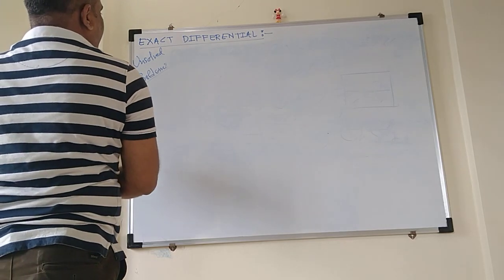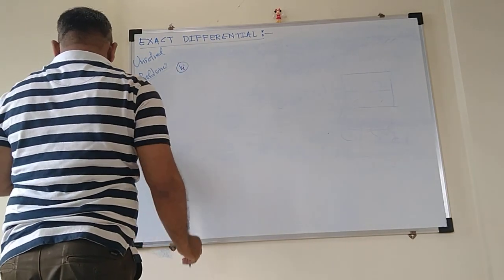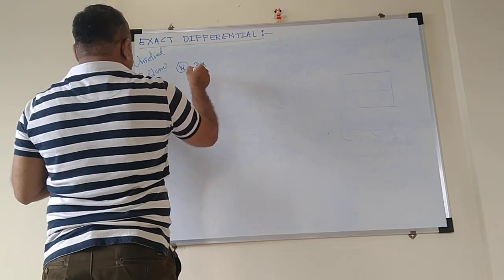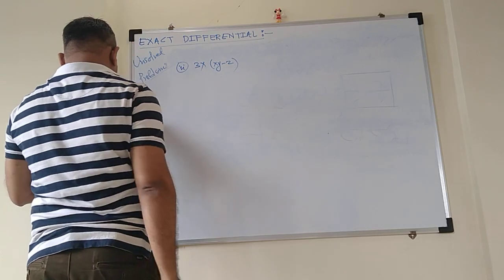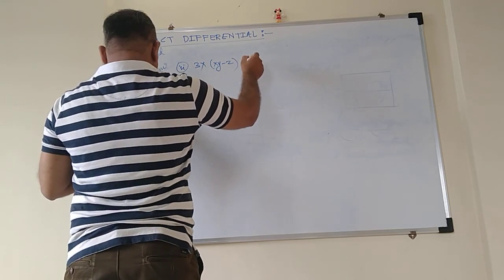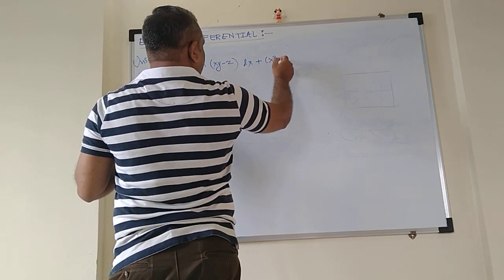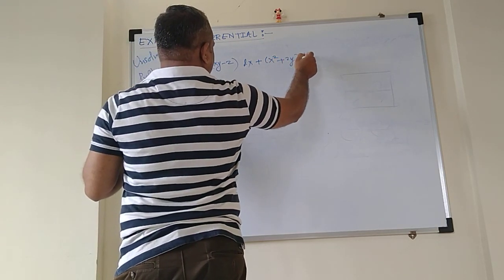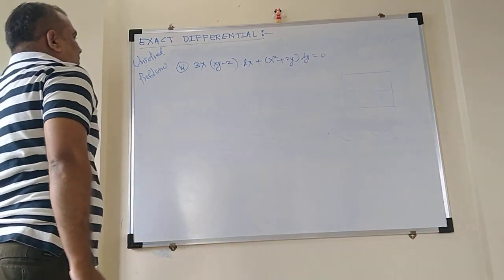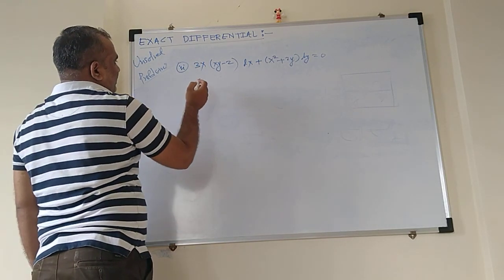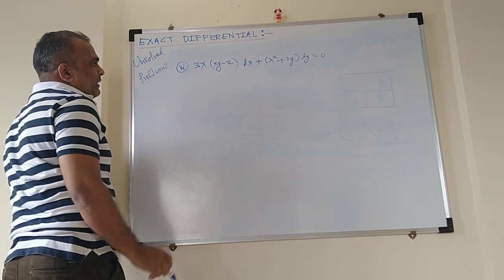No. Second bit we missed. Let's go solve the second bit. What was the second bit? Second bit is (3x into xy minus 2) into dx plus (x square plus 2y) into dy equals to 0. So equate this and calculate the values of m and n.